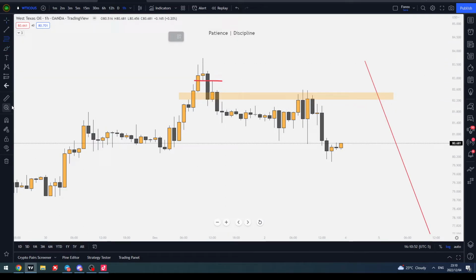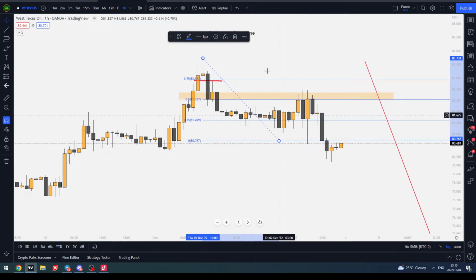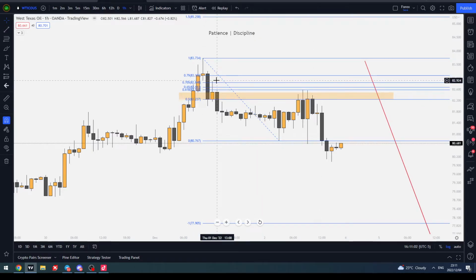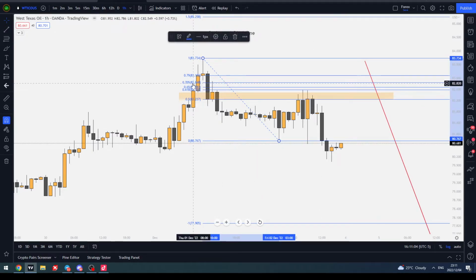What you needed to do, take a fib, look for the 50%, look at the fair value gap. This actually hit the golden zone to the T, and that was your entry.